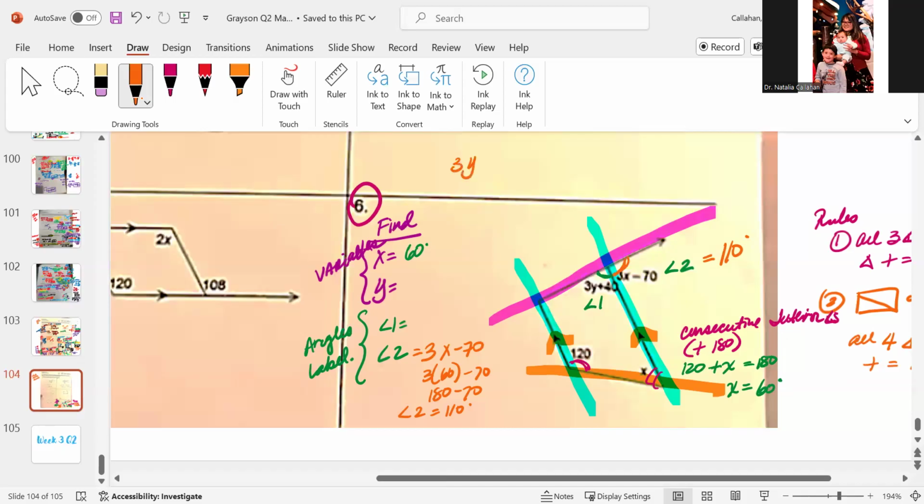Just 3y plus 40, right? Plus angle 2, which is 110, equals 180, which is a straight line, right? The straight angle. Now let's solve for that. Solve it.